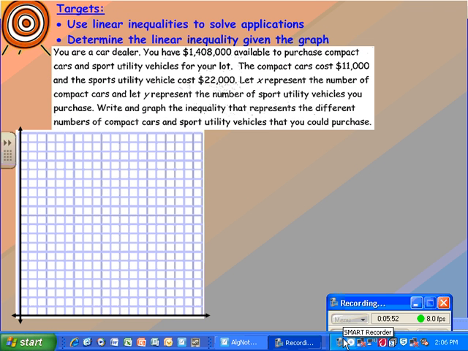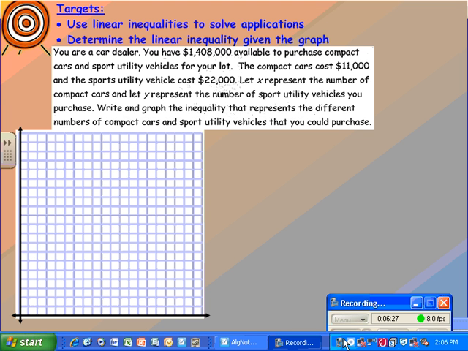Okay, our next application is, you are a car dealer. You have $1,408,000 available to purchase compact cars and sport utility vehicles for your lot. The compact cars cost $11,000 and the sports utility vehicle costs $22,000. We want to let X represent the number of compact cars and let Y represent the number of sport utility vehicles you purchase. So we want to write and graph the inequality that represents the different numbers of compact cars and sport utility vehicles that you could purchase.